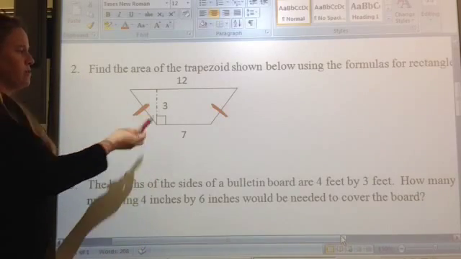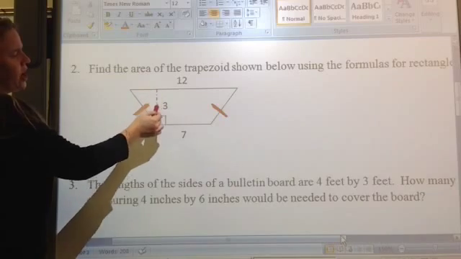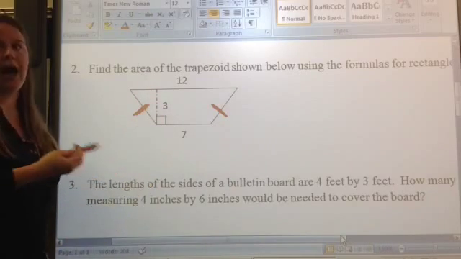The next thing I want you to remember, or to know, is that dotted lines when dealing with triangles signify height.